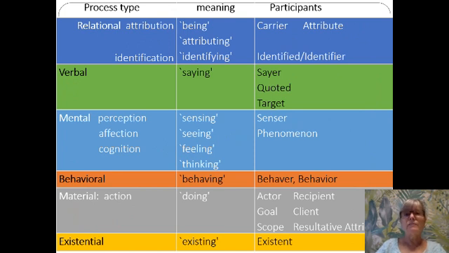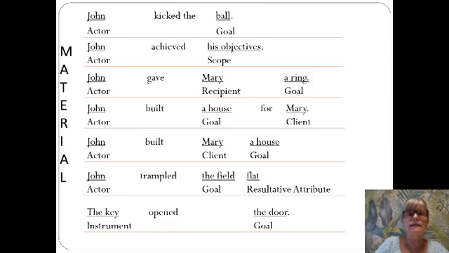Each process type has a different set of participants, as I said. So let's look at each one of those in a little more detail. Again, this isn't something that you need to learn or memorize. It can be useful. This is the transitivity of the clause in systemic functional linguistics, which has been used, for example, for critical discourse analysis.